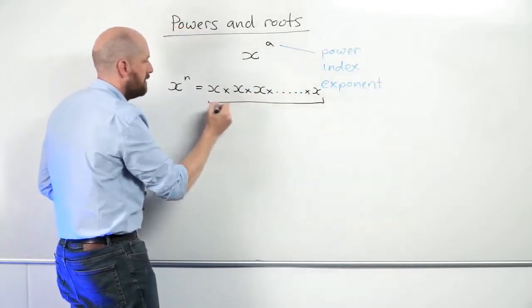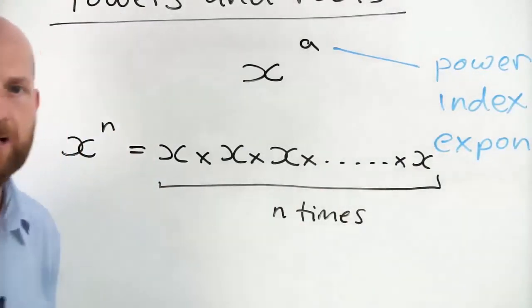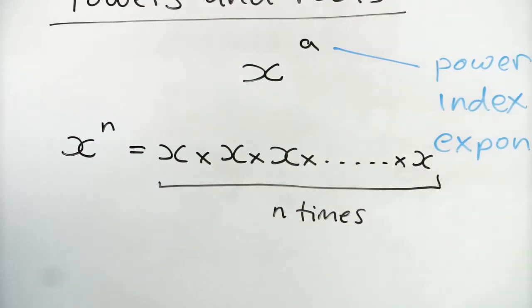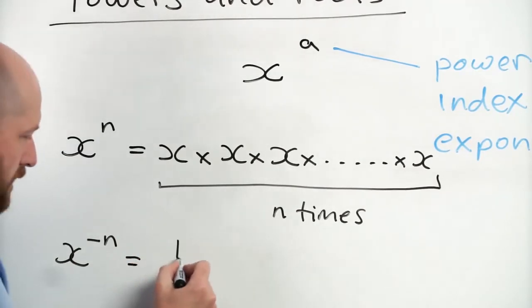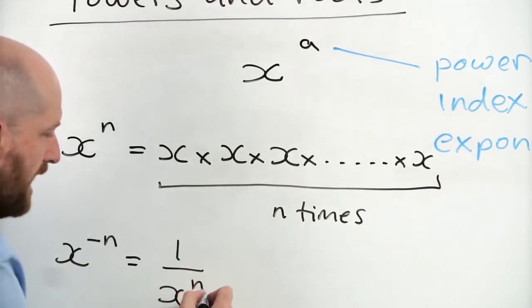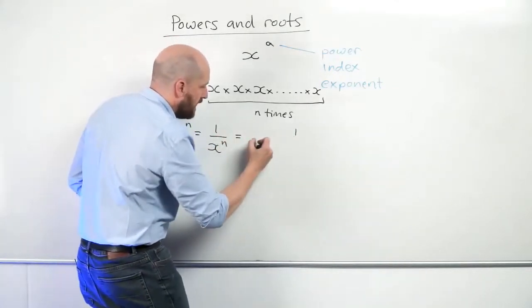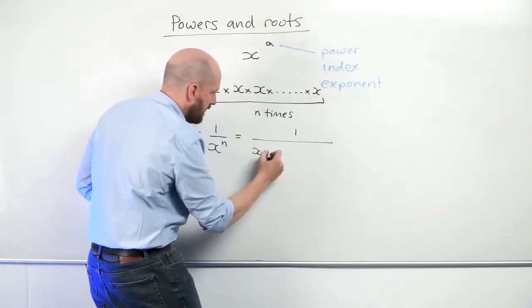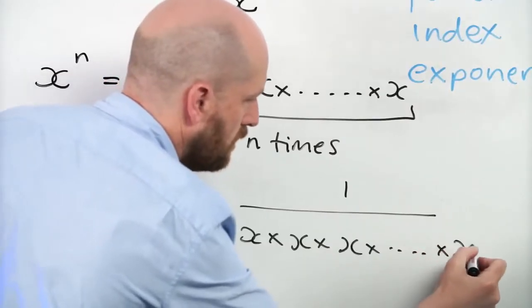So there are n versions of x all multiplied together. When we see the expression x raised to the power minus n, then that's a reciprocal. That's 1 over x to the power n, which we could write as 1 over x times x times x times x, etc. All the way up to there.